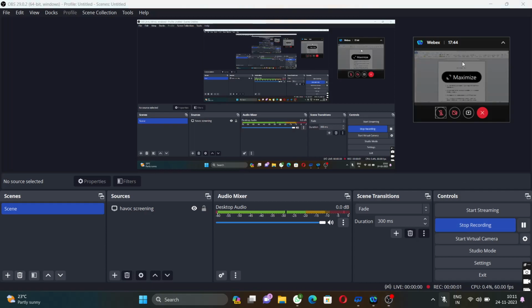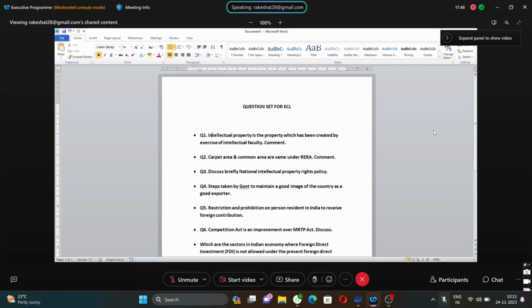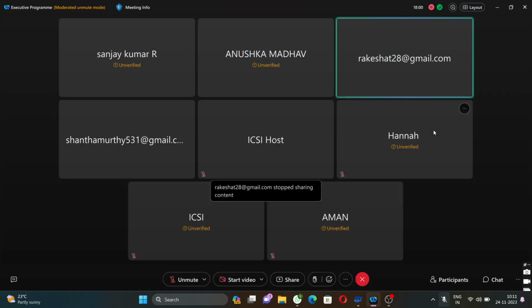Papers, last 5 to 6 years papers that we're going to solve today. So the first question that we're going to discuss about the intellectual property is the property which has been created by the exercise of intellectual property. So I guess this question we have done previously when we were doing intellectual property, right?